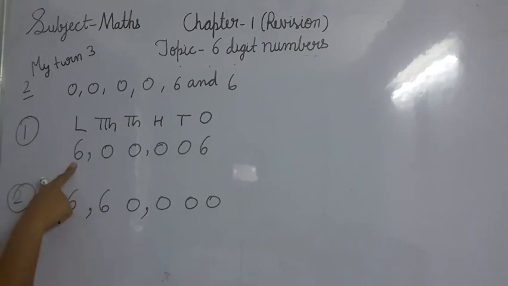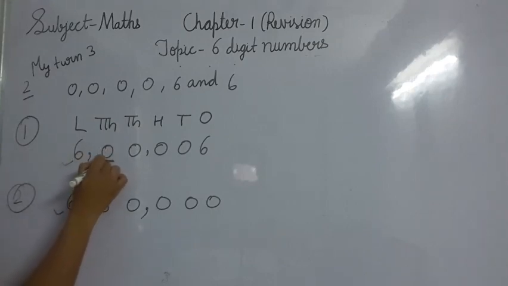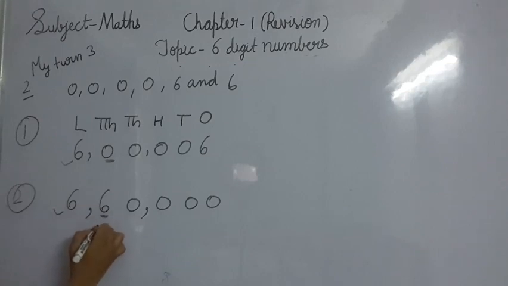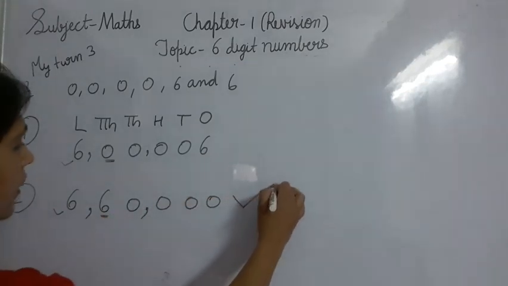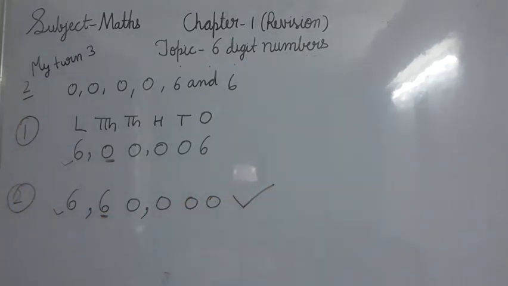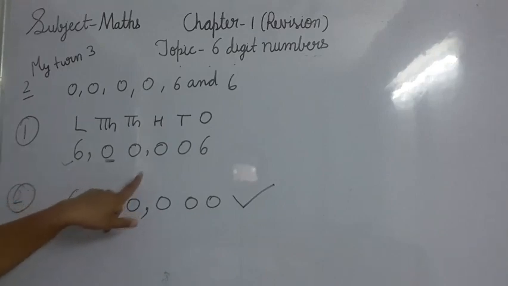Is 6 lakh 6 bigger or 6,60,000 bigger? 6,60,000, because the lakhs are equal, so we have to compare the thousands. Here we have 0,000. Here we have 6,000. So it is the bigger number, so we have to tick here. Clear? In this way you can form any 6-digit number.